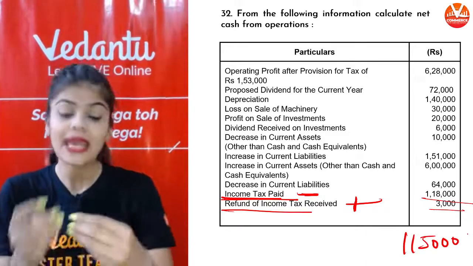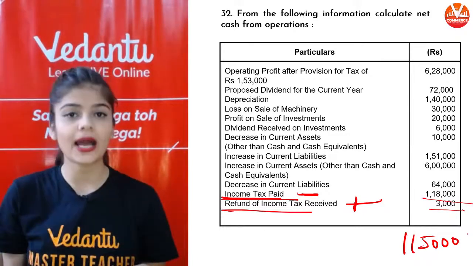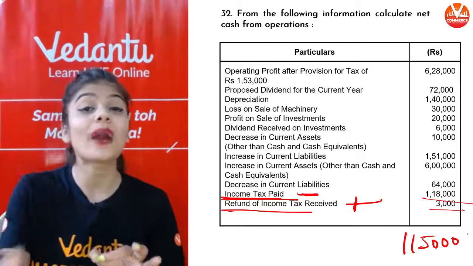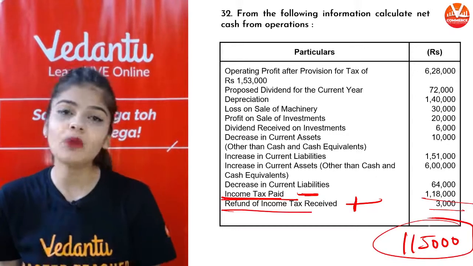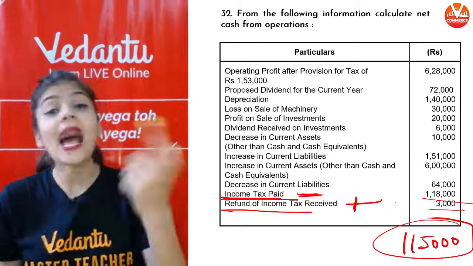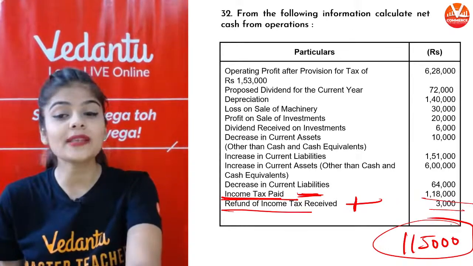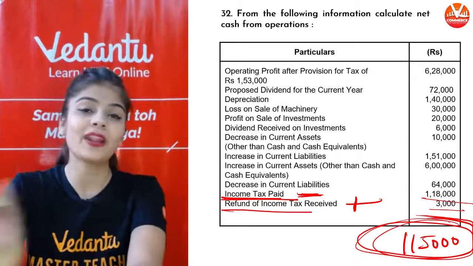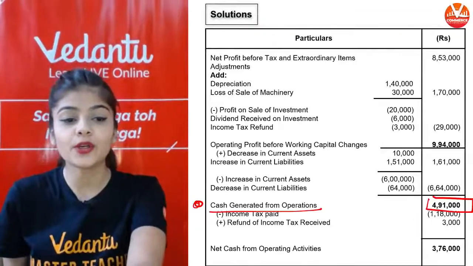If you paid 1,18,000 rupees and a refund of 3,000 came, it means that the net amount paid by us is 1,15,000. So you can calculate this net amount, or you can directly subtract the 1,18,000 and add refund of income tax. So it's all your choice. You can directly subtract income tax paid and add the refund. So what are we doing?